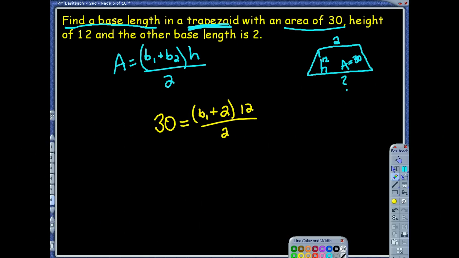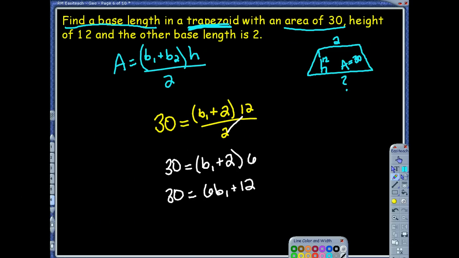One thing I can see is I could go ahead and divide 2 into the 12. Now, if that height was not divisible by 2, let's say the height was 13, I probably wouldn't do that. So it just depends on how you go about it. So 30 equals the B1 plus the 2 times the 6. And then I could distribute. So we're going to get 30 is equal to 6B1 plus 12.